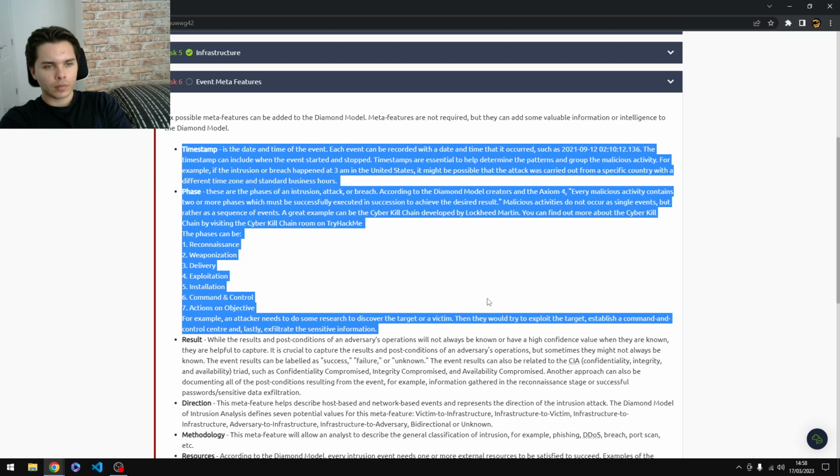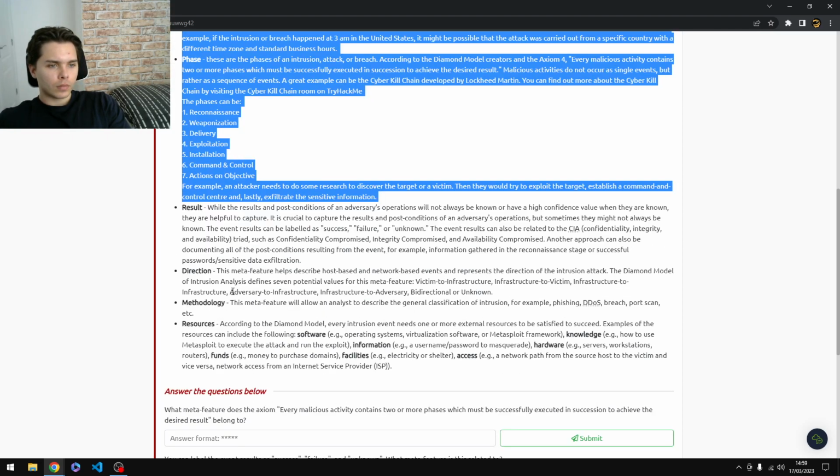The phases can be 1. Reconnaissance, 2. Weaponization, 3. Delivery, 4. Exploitation, 5. Installation, 6. Command and control, 7. Actions on objective. For example, an attacker needs to do some research to discover the target or a victim. Then they would try to exploit the target, establish a command and control center and, lastly, exfiltrate the sensitive information.